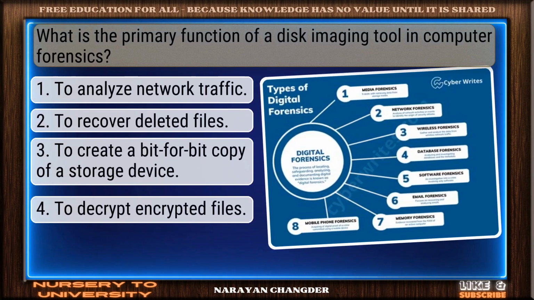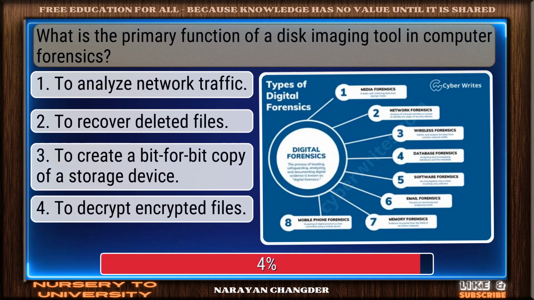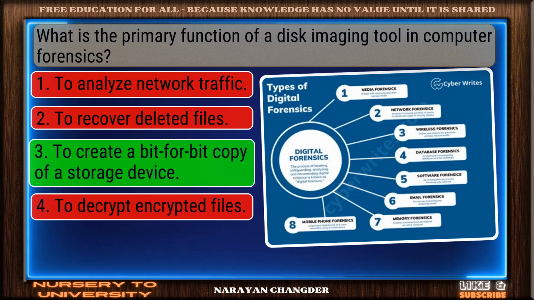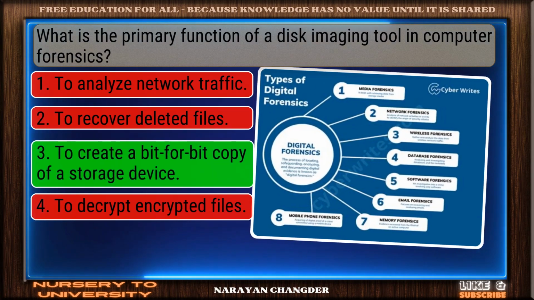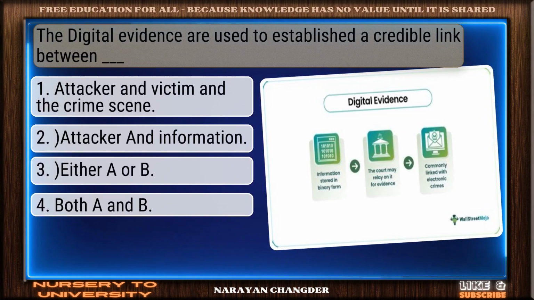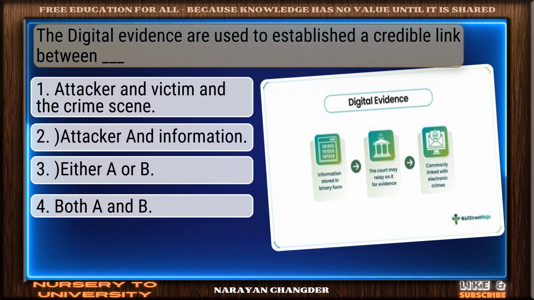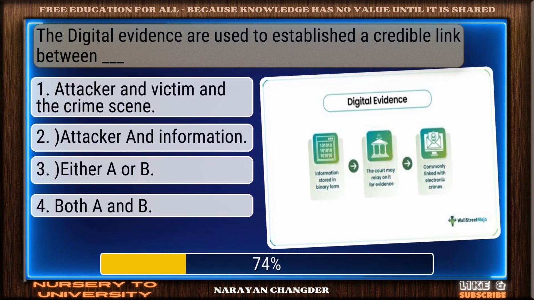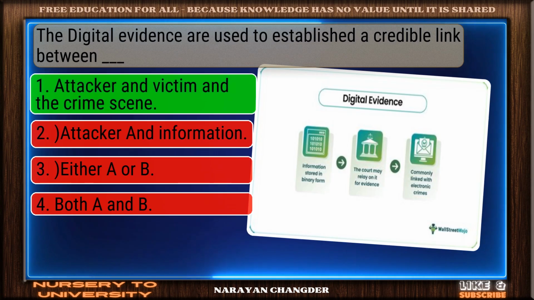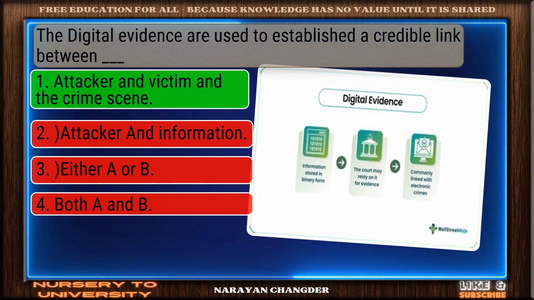Question number 50. What is the primary function of a disk imaging tool in computer forensics? Nice selection. To create a bit-for-bit copy of a storage device is the correct and valid answer. Question number 51. The digital evidence is used to establish a credible link between dash. Well picked. Attacker and victim, and the crime scene is the correct answer.